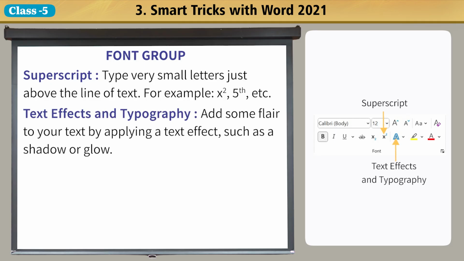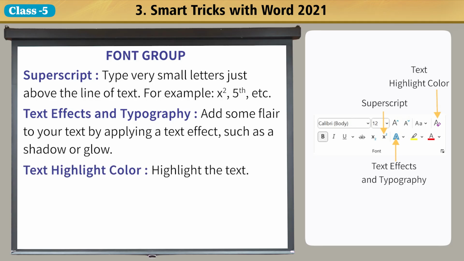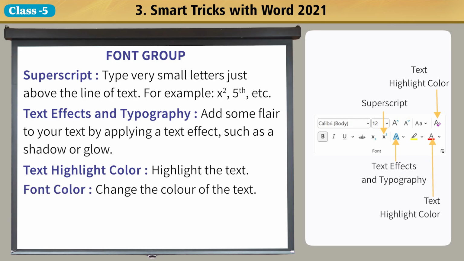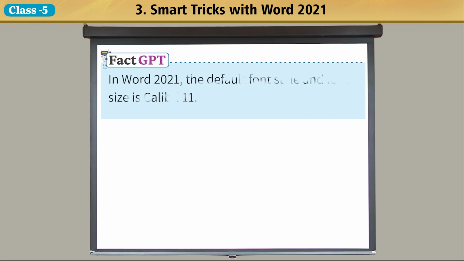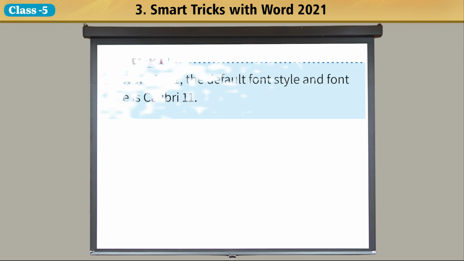Text effects and typography. Add some flair to your text by applying a text effect, such as a shadow or glow. Text highlight color. Highlight the text. Font color. Change the color of the text. Fact: In Word 2021, the default font style and font size is Calibri 11.